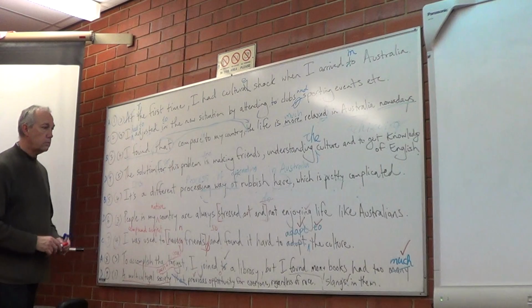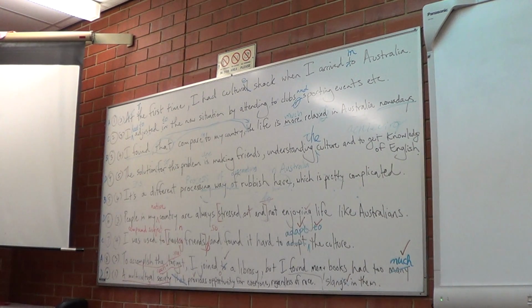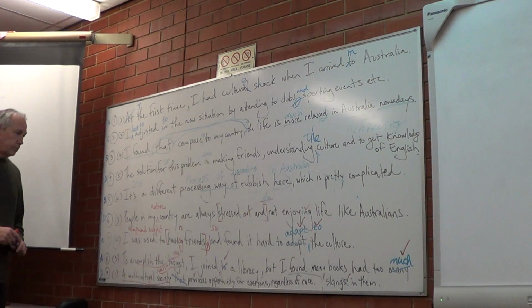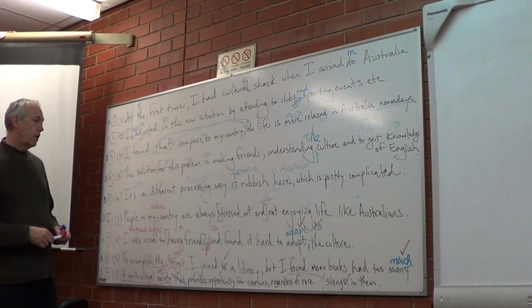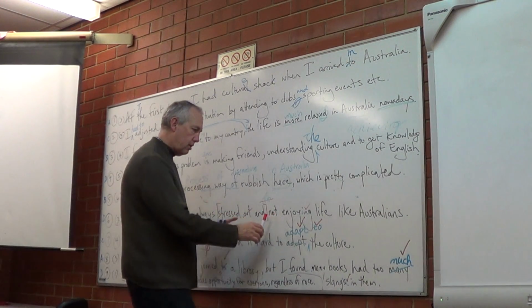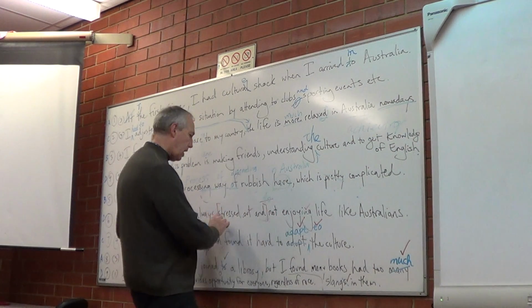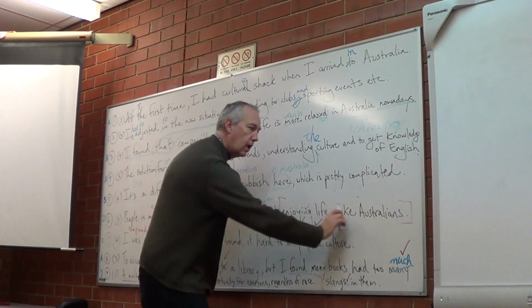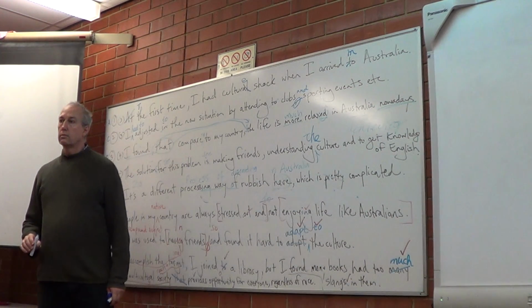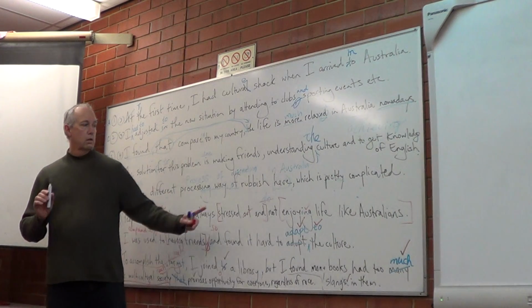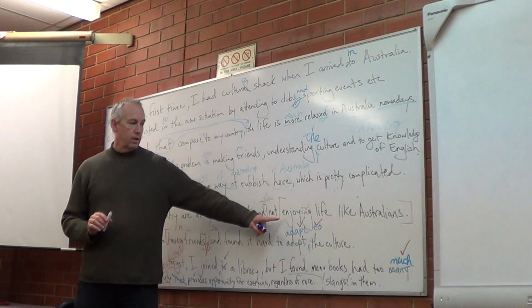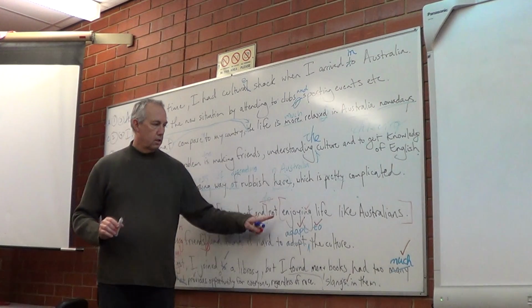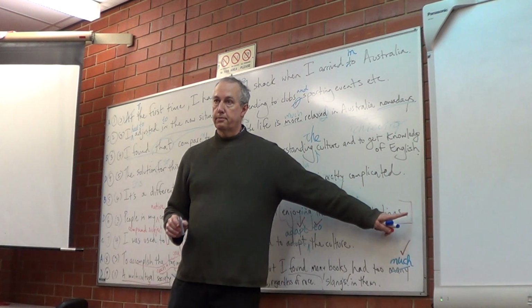For the problem of the like, if you still use like, that means Australians are also stressed and not enjoying life. If we put it like this, they're not enjoying life like Australians. That means Australians are also not enjoying life. No. Without the comma, it means these people are not enjoying life like Australians.